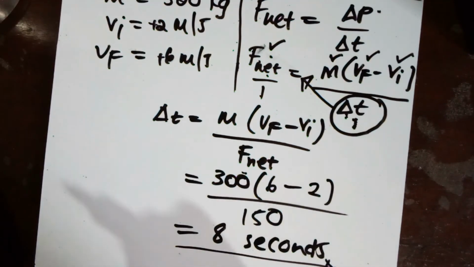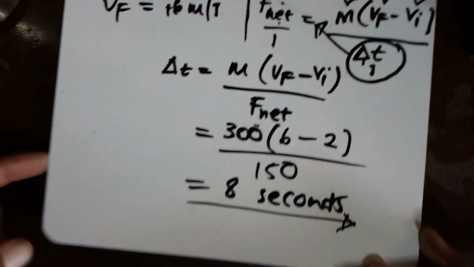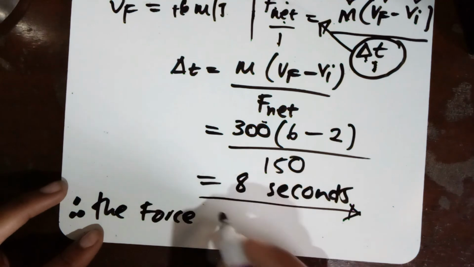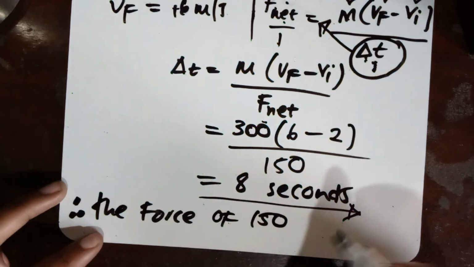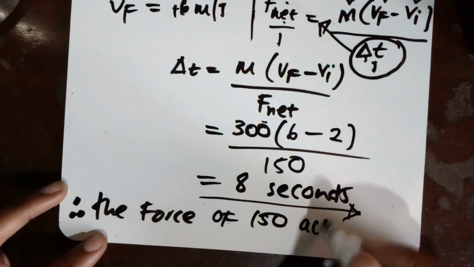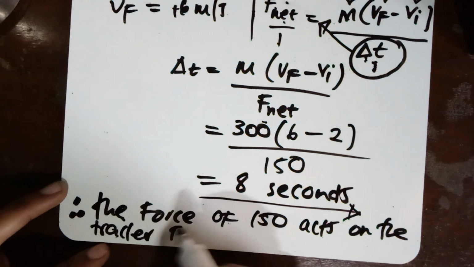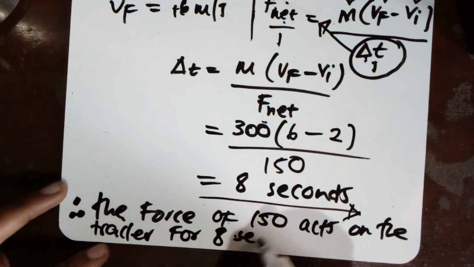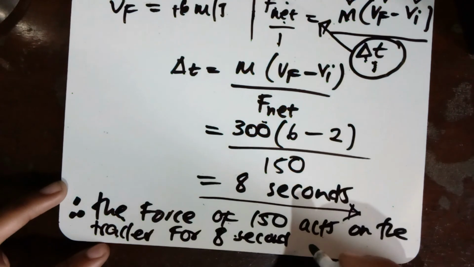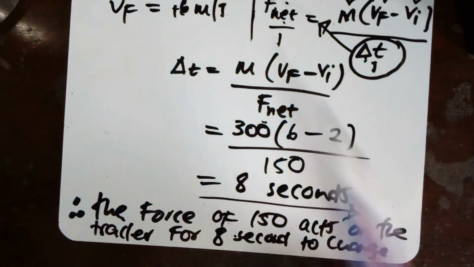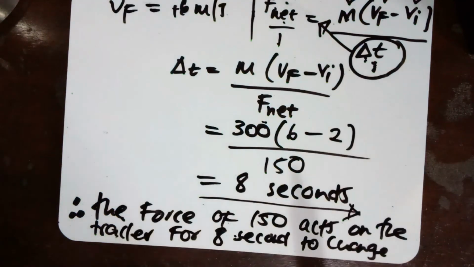So what does that mean? That means that the force of 150 newtons acts on the trailer for 8 seconds to change that velocity from 2 meters per second to 6 meters per second.